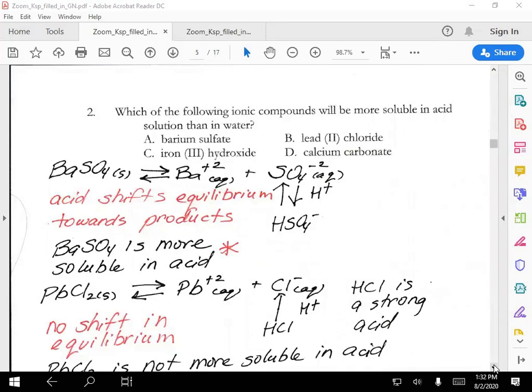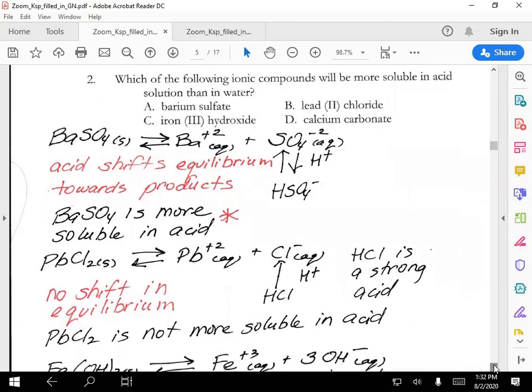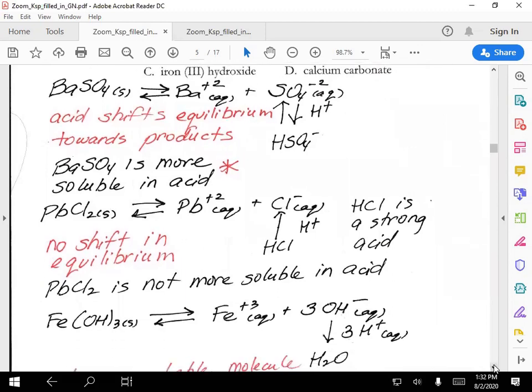Let's look at lead chloride. We take the lead chloride, we break it up into lead ions and chloride ions. The chloride combines with the hydrogen ion, but we know that hydrochloric acid is a strong acid, so it's just going to break back up into the chloride. We have no shift in equilibrium. Therefore, the lead chloride is not more soluble in acid.